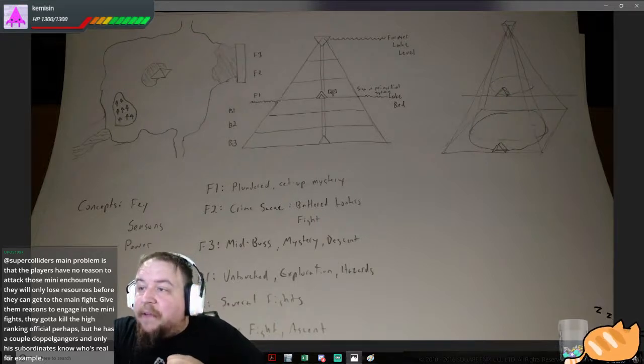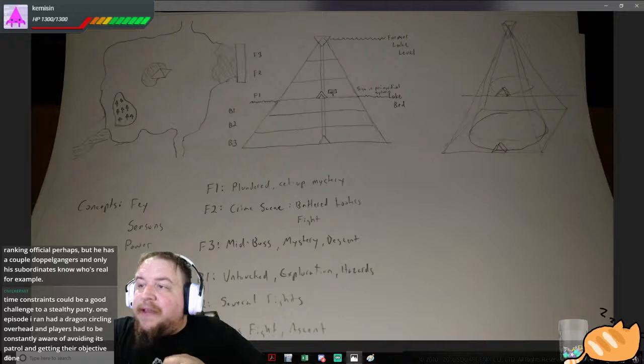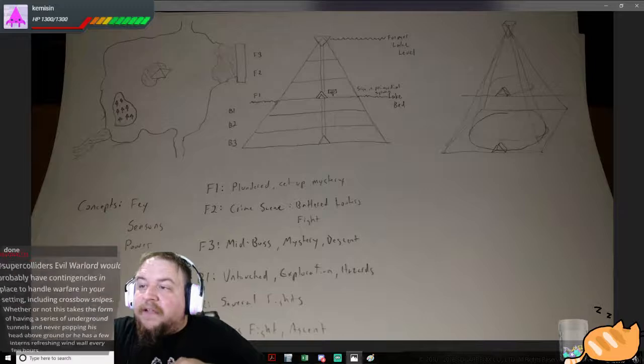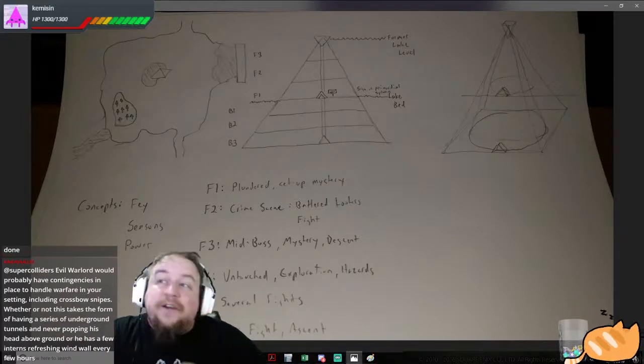Super Colliders, a lot of time it's neutral presentation. Upo says, Super Colliders' main problem is that the players have no reason to attack those mini encounters. They'll only lose resources before they can get to the main fight. Give them reasons to engage the mini fights. They gotta kill the high-ranking official, perhaps, but he has a couple doppelgangers and only his subordinates know who's real. Ooh, that's a good one.